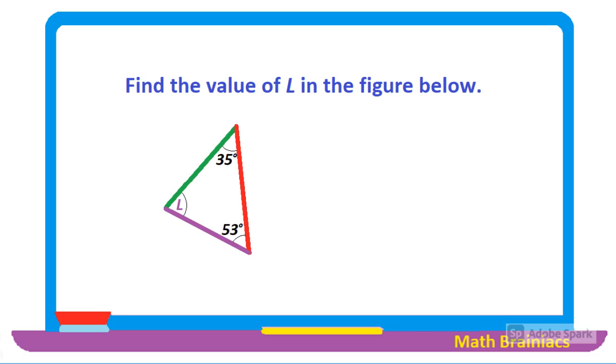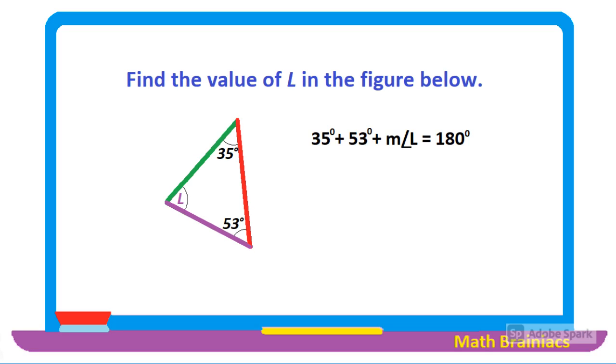Let us work on this example so that you will be guided. Find the value of L in the figure below. As I had mentioned a while ago, the sum of all the interior angles of a triangle is equal to 180 degrees. Accordingly, we are going to add all the interior angles. Therefore, 35 degrees plus 53 degrees plus the measure of angle L is equal to 180 degrees.